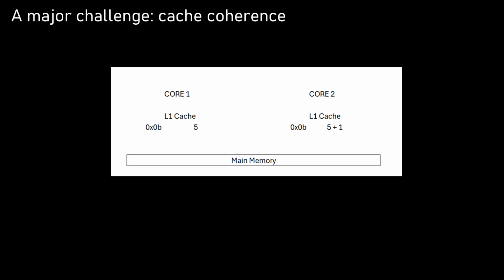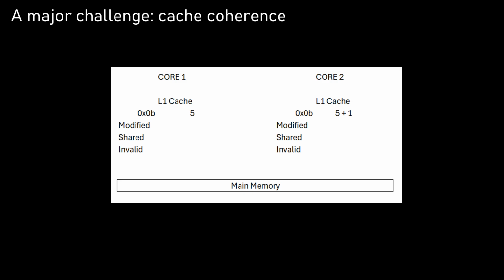Imagine that both caches first take data from the address 0x0b, but then core 2 adds 1 to that data, as you can see in this image. Cache coherence protocols are designed to address these issues, ensuring that all caches in a multi-core system maintain a consistent view of memory. However, they can introduce some overhead and complexity. One of the fundamental protocols is MSI, standing for Modified, Shared, and Invalid. This protocol uses 3 states to manage cache lines.